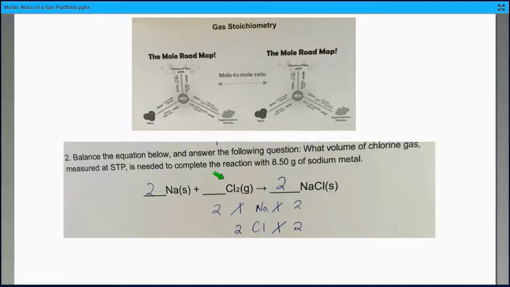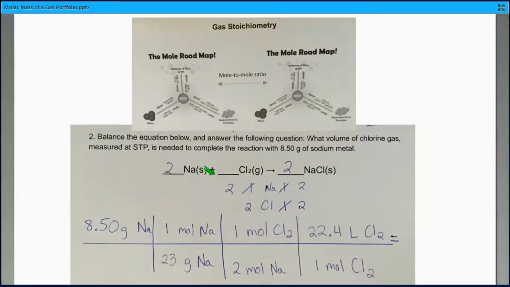Always start with what you're given. Okay, they gave me 8.5 grams of sodium. Okay, look up at my mole roadmaps for a second. They gave me mass of one of my reactants, and I need to solve for volume. So I'm going to go from mass to moles to moles to volume. Those will be the steps that I set up in my problem below.